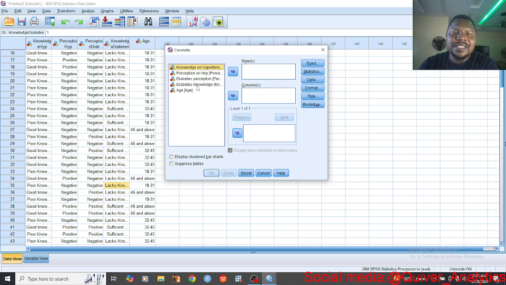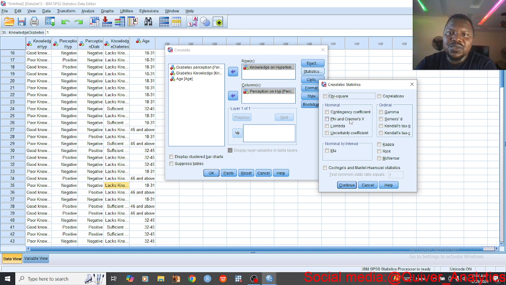Now, for my rows, I have to be careful because I want to interpret the odds ratio. So when you have to know what is most likely to cause something, what is going to be the influencer of another. In the case of knowledge and perception, let's assume knowledge is going to be influencing, so that's why we are going to put knowledge as the row header, for the rows, while perception is going to be the column.